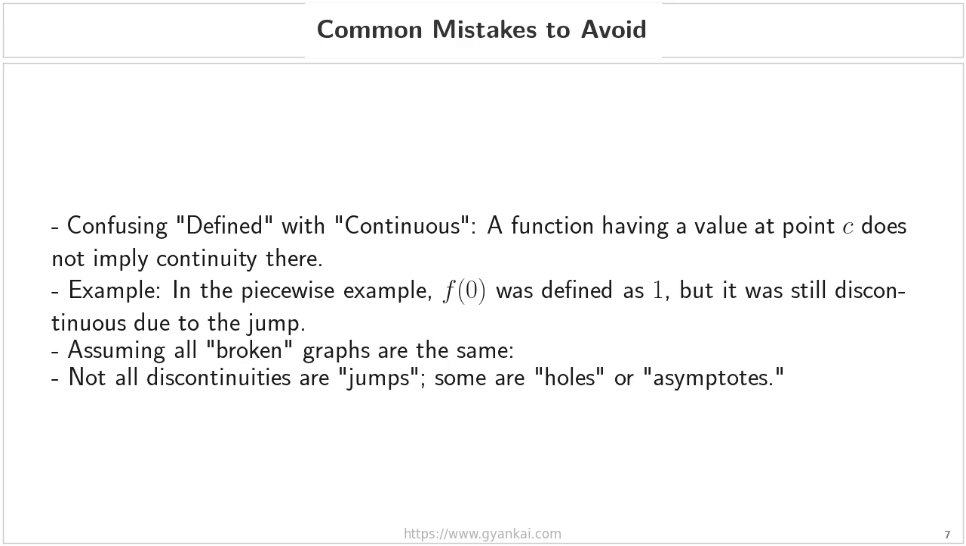Secondly, avoid the assumption that all broken graphs are the same. While we have focused heavily on jumps in this introductory lesson, not every discontinuity manifests as a jump. In our upcoming lessons, you will learn that some discontinuities appear as holes, where a single point is missing from the line, or as asymptotes, where the graph curves sharply upward or downward toward infinity without ever touching a certain line. Understanding that there are different types of breaks in a graph will be crucial as we transition from this intuitive understanding to formal calculus.